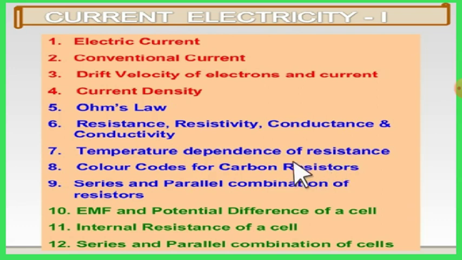Okay, the other things that we can discuss, these color codes of carbon resistor, series and parallel combination, will be discussed in the next class. Okay, so let's try to see what is meant by electric current.